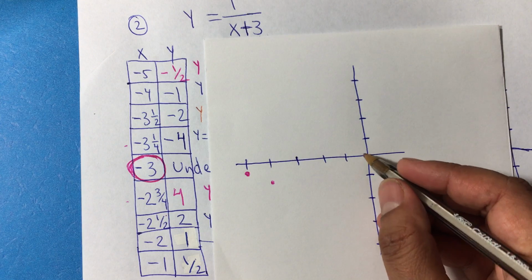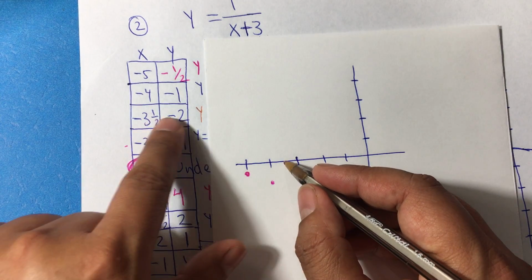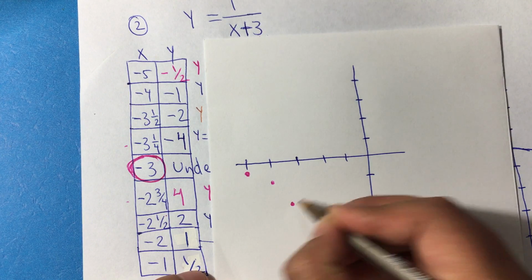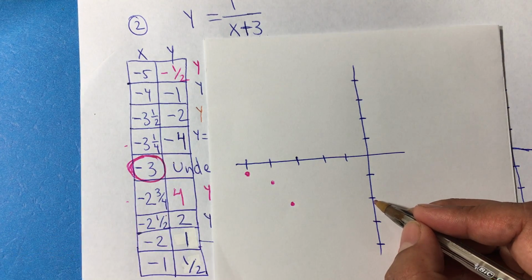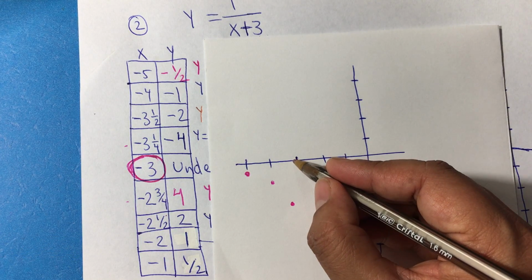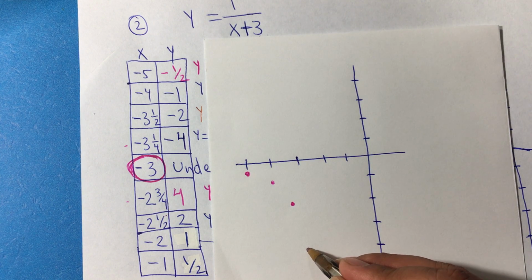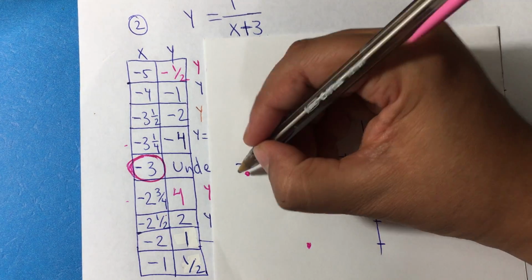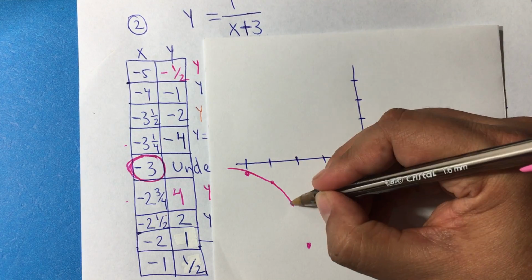Negative 3.5. 3 and 1/2, and you have negative 2 on y right there. Negative 3 and 1/4, and it's negative 4 in there, so around there. And so that's where our graph will kind of go.